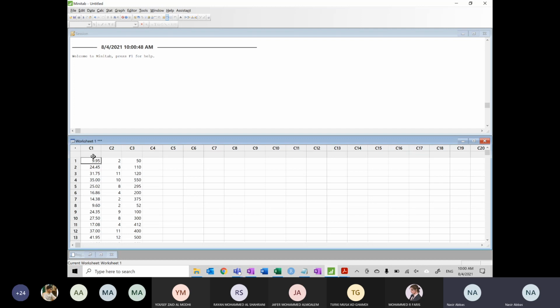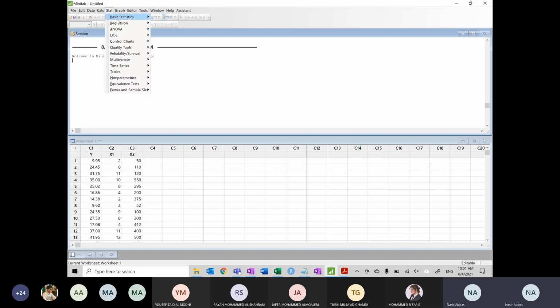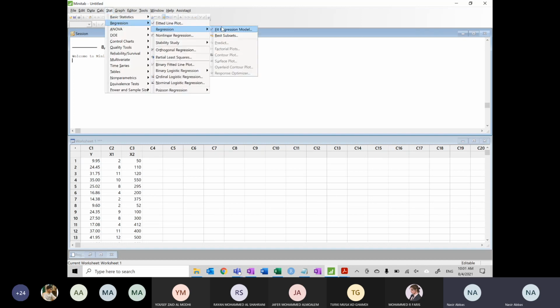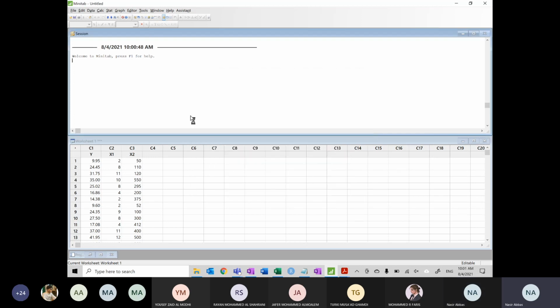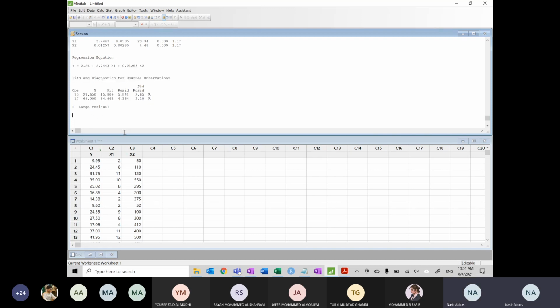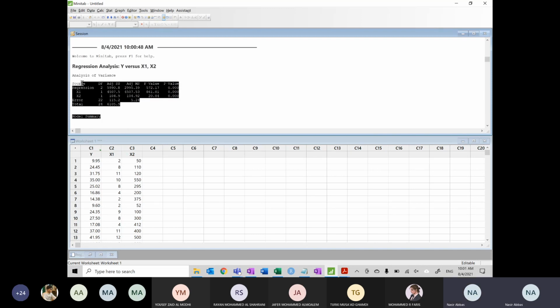So let me paste it. The first variable is y, then there is x1, then there is x2. I'll just simply run the multiple regression model, which you will learn how to run in the lab component. And I will copy all this output. This is what will be given to you in the exam.